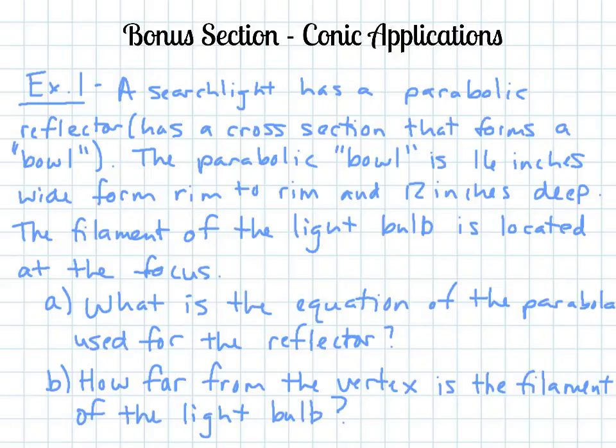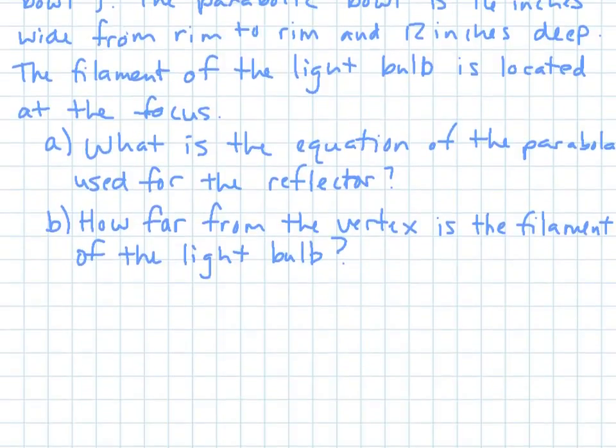So example 1 says a searchlight has a parabolic reflector. So that means a cross section that forms a bowl, like a parabola. Okay, and the parabolic bowl is 16 inches wide from rim to rim and 12 inches deep. The filament of the light bulb is located at the focus. Okay, 2 questions. What is the equation of the parabola used for the reflector? And how far from the vertex is the filament of the light bulb?